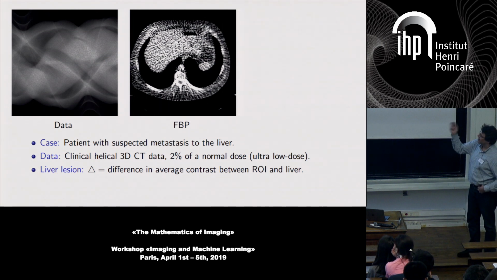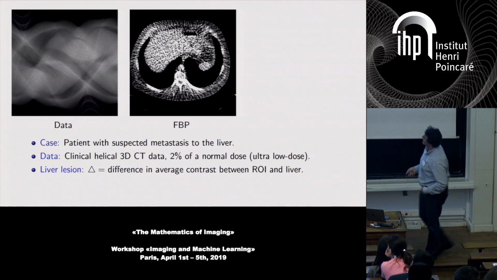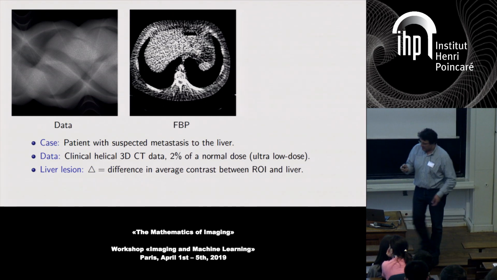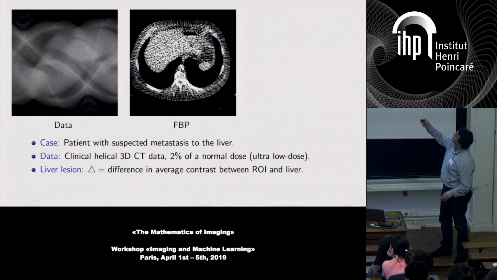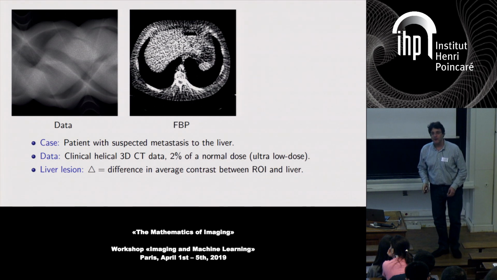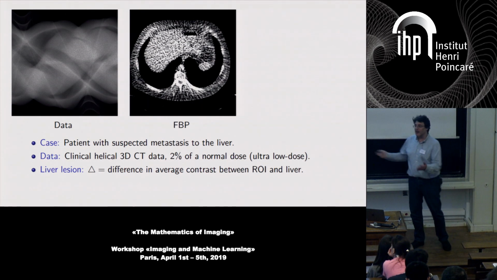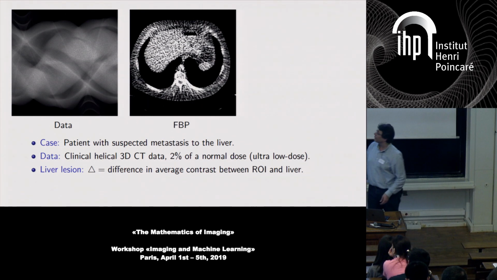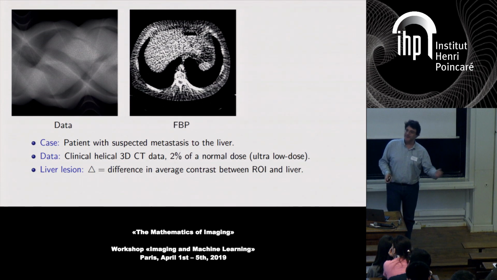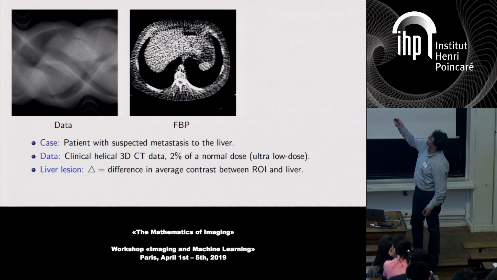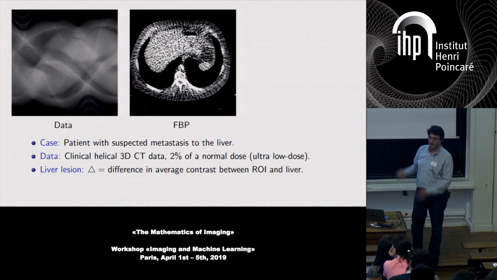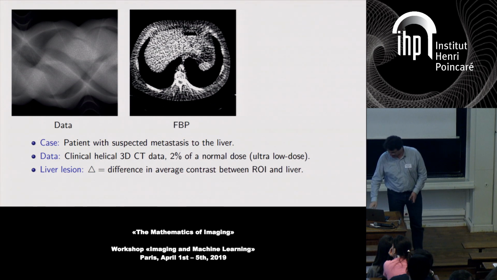But assume your patient comes in, and the question is, there might be a metastasis to the liver. For those of you who don't know where the liver is, this large body here, organ here. So somewhere there is a small potential cyst or a tumor. And the task is to see if that's the one there. And of course, clearly from 2% of the data, or 2% of normal dose, even the most experienced, seasoned radiologists will have no chance of seeing what's going on there. This is truly bad data, right?